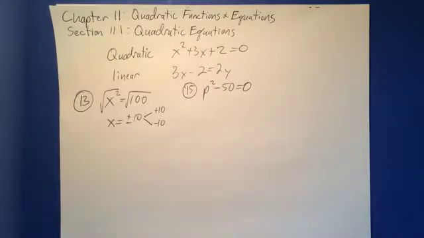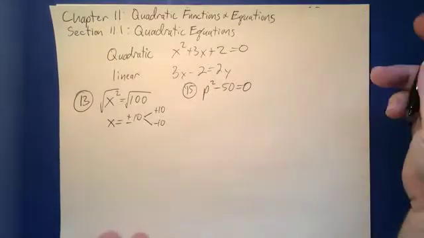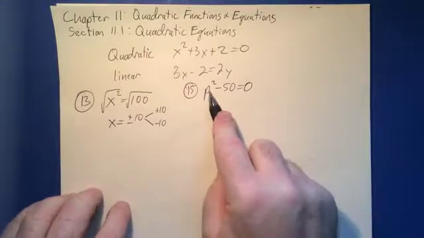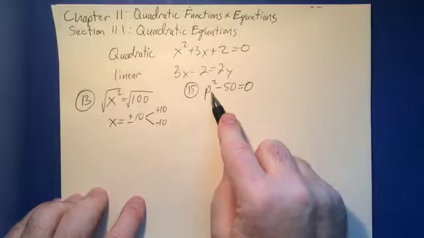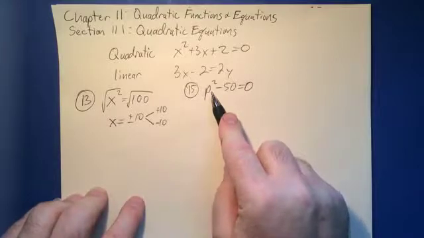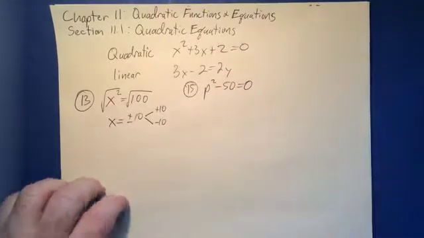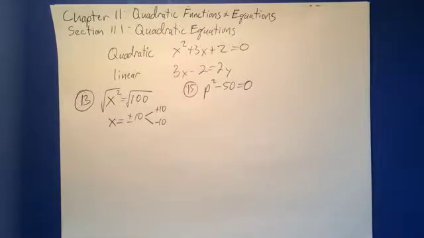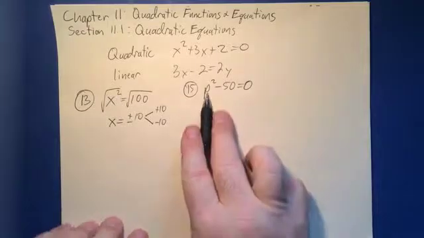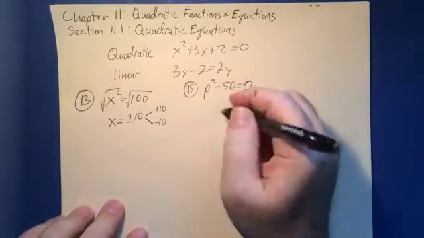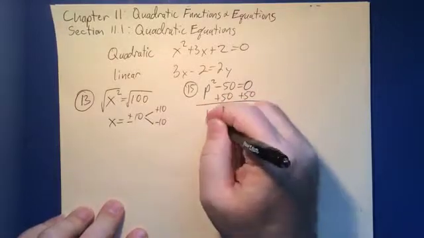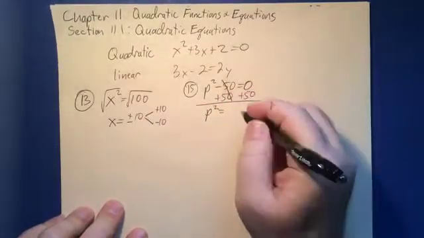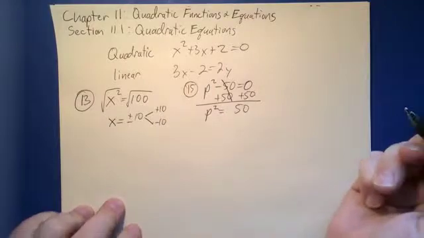Now, that's not always going to be the case. Sometimes we are going to want to get the p squared term, the x squared term, or whatever variable is raised to the second exponent by itself. And then sometimes we're going to want to set the whole quadratic equation equal to 0. We'll draw up those distinctions as they come up. But for now, let's go ahead and get p squared by itself. So I'm going to add 50 to both sides. And that's going to give me p squared is equal to 50.